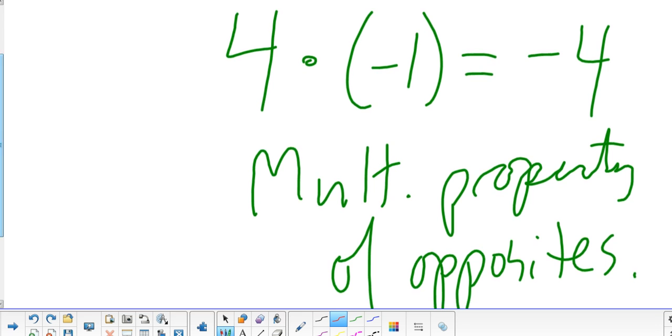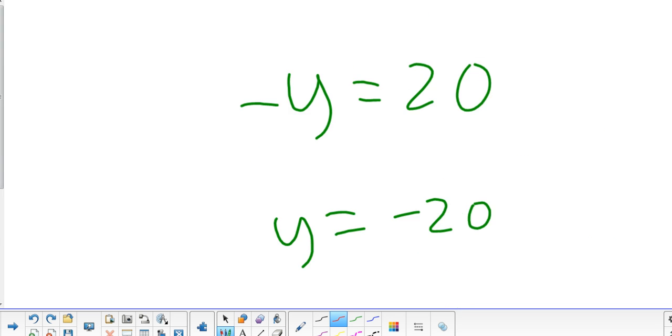Add another property to our repertoire, and that would be the property of opposites, the multiplication property of opposites, or the multiplication property of -1. Any number times -1 is its opposite. So when you multiply by -1, and of course if you divide by -1, you get the opposite value. So that's the property of opposites. Multiplying by -1 gets you the opposite.